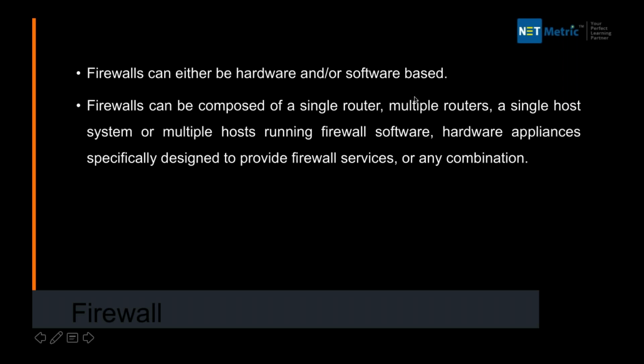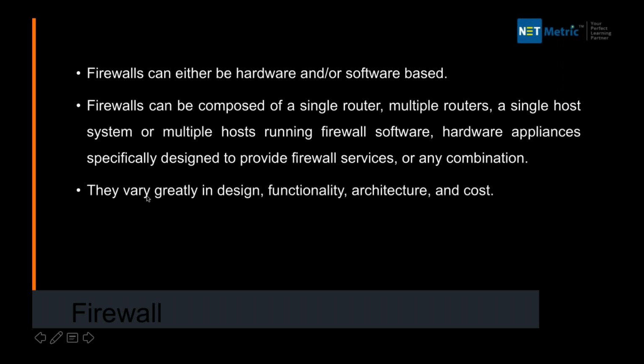It can be multiple routers. It can be a single host. It can be multiple hosts running this firewall software. As I mentioned, it comes in software as well as hardware. It can be a hardware appliance specifically designed to provide the firewall services, or any combination. They vary greatly in design, functionality, architecture, and cost. So every different kind of firewall comes with its own functionality as well as architecture.